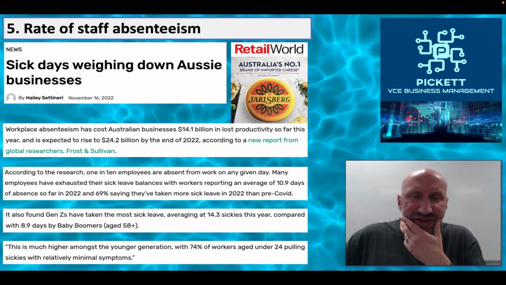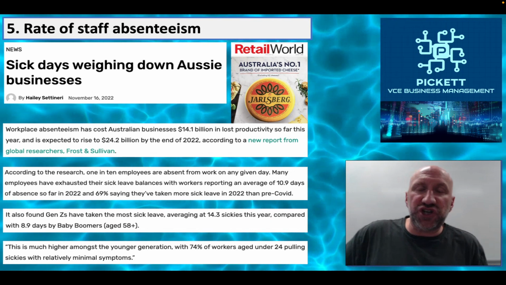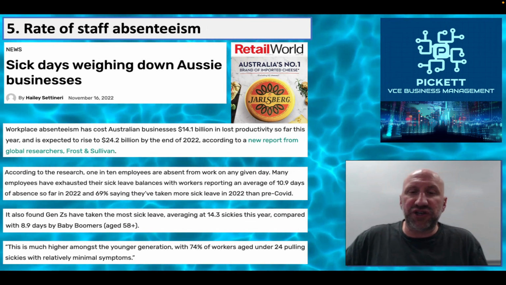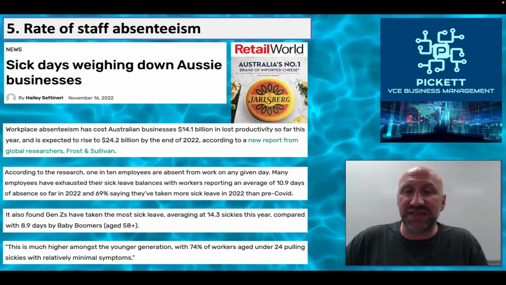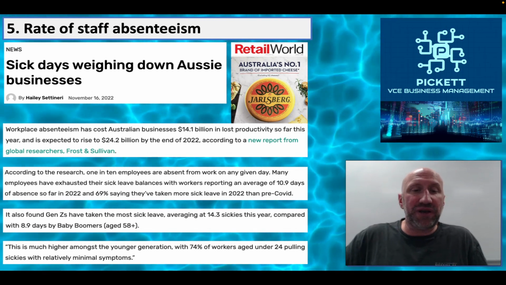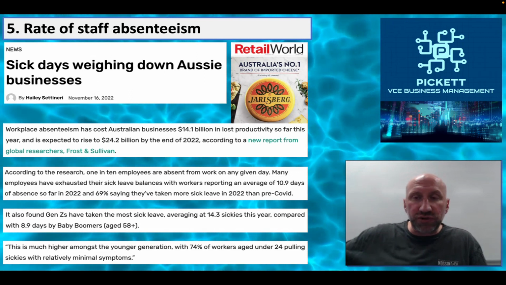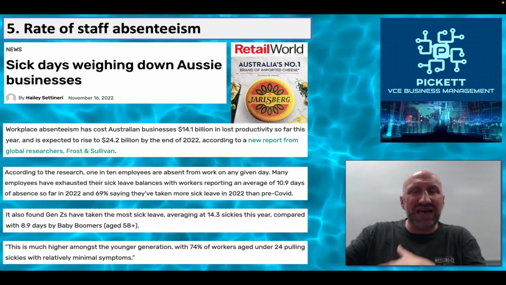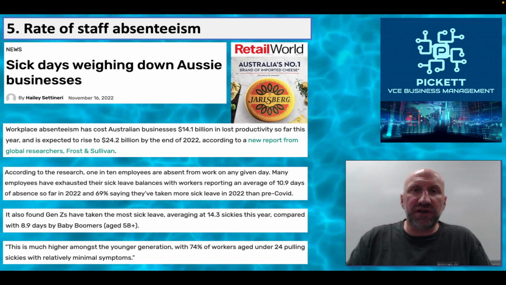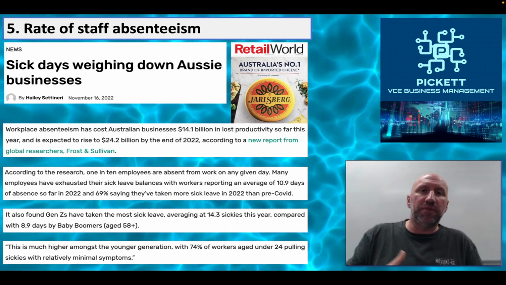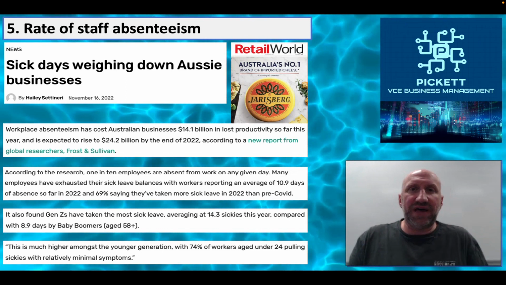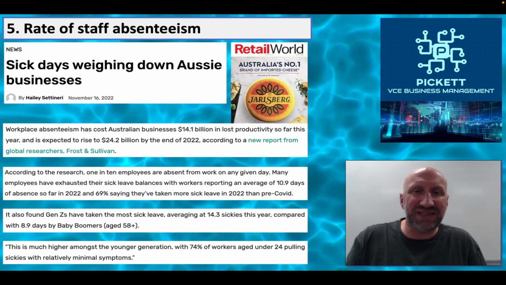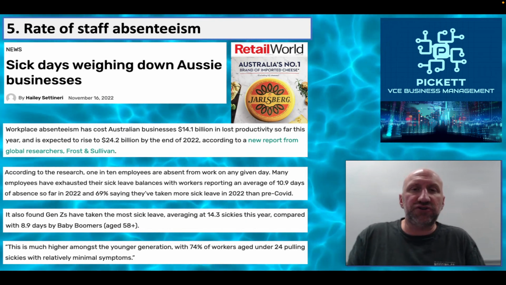But what's interesting here is it's found that Gen Zs, the younger generation, have taken the most sick leave, averaging 14.3 sickies this year, compared with 8.9 by baby boomers, the older generation. So it does seem apparent to me that this is happening. The younger you go down in the workforce, it seems the more quick staff are to jump at taking a sickie. I don't know, any interesting?